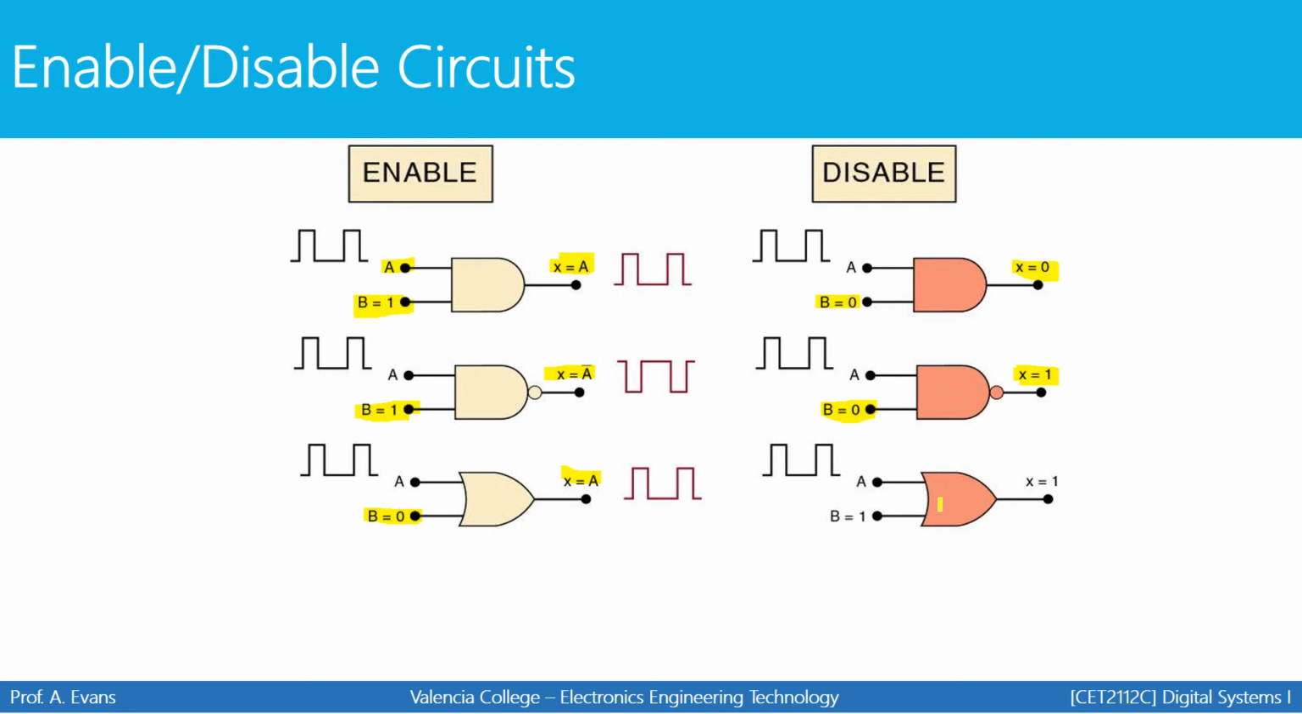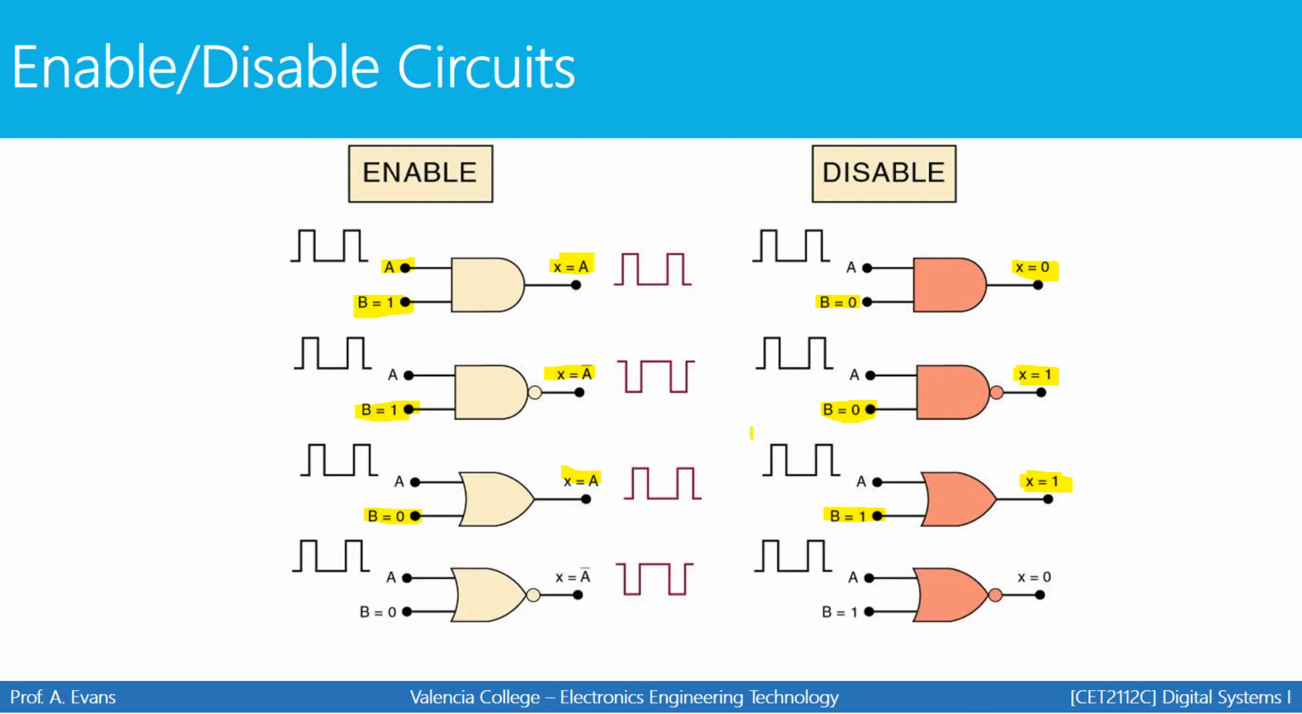But if you take that same OR gate and you tie input B to a high, you make it 1 always, it doesn't really matter what A is, the output is always going to be 1, which means that signal is disabled. Again, it doesn't matter that the output is high or low. What matters is that the output never changes, no matter what happens at the input. So this is a disable circuit because input A cannot be seen at the output.